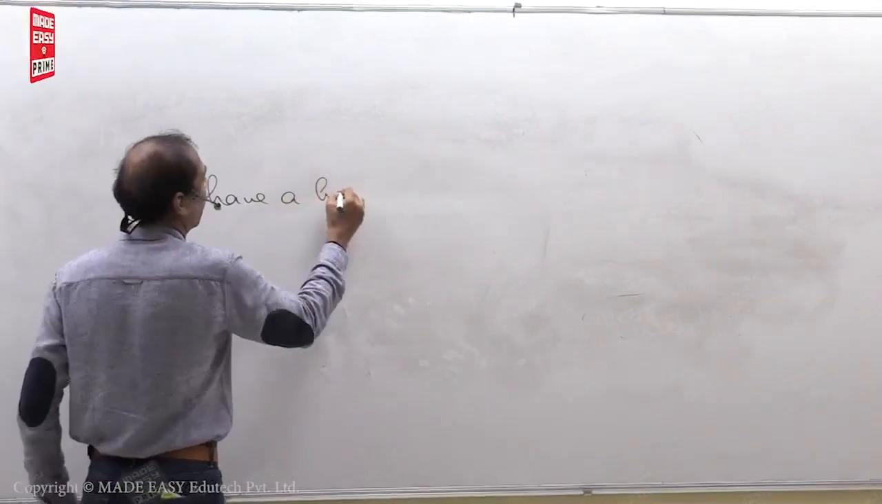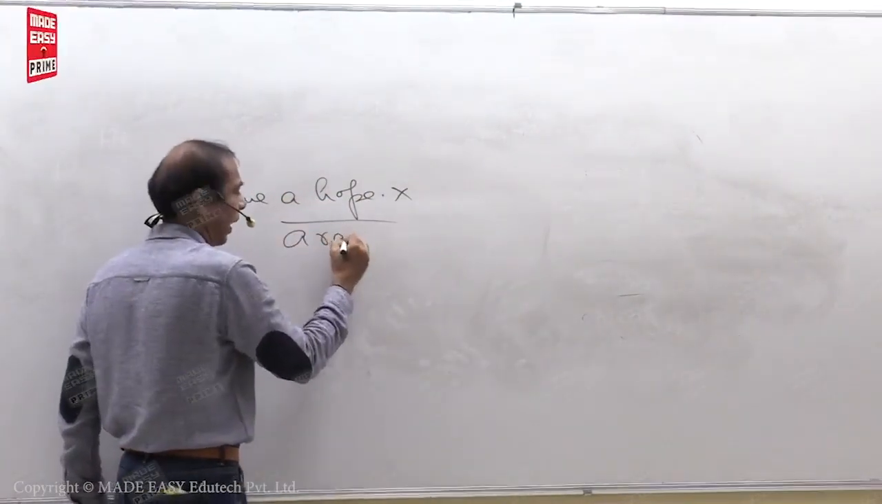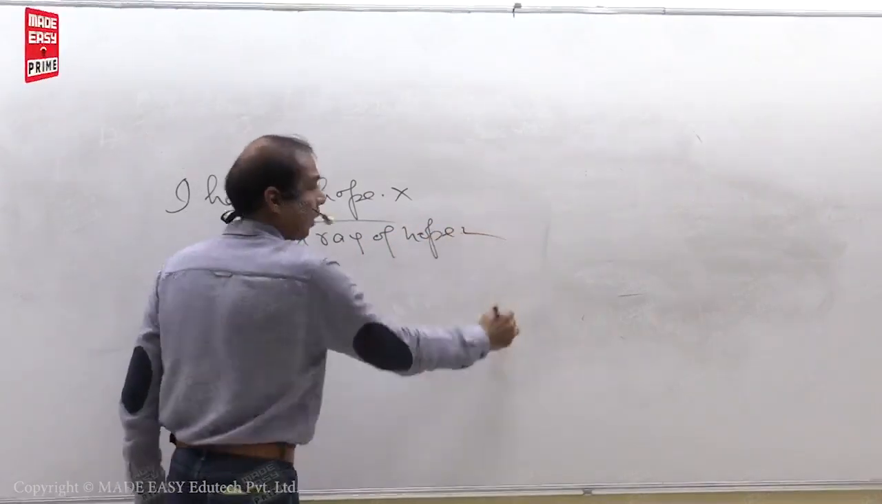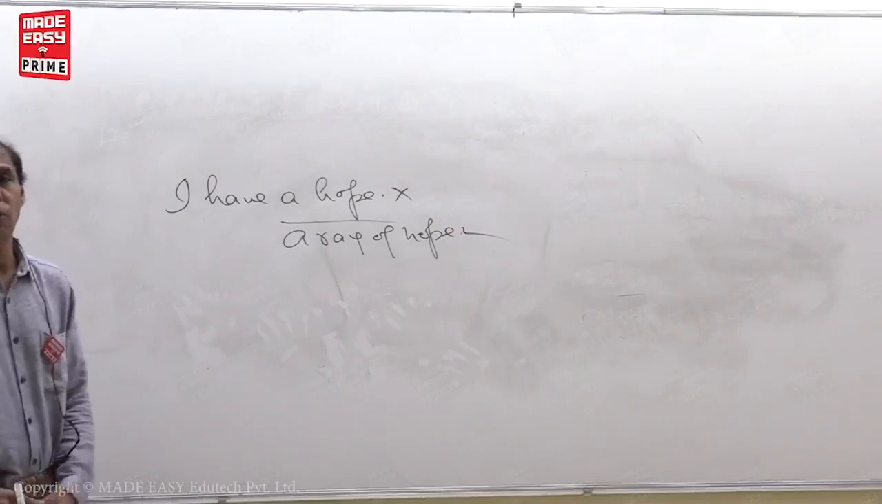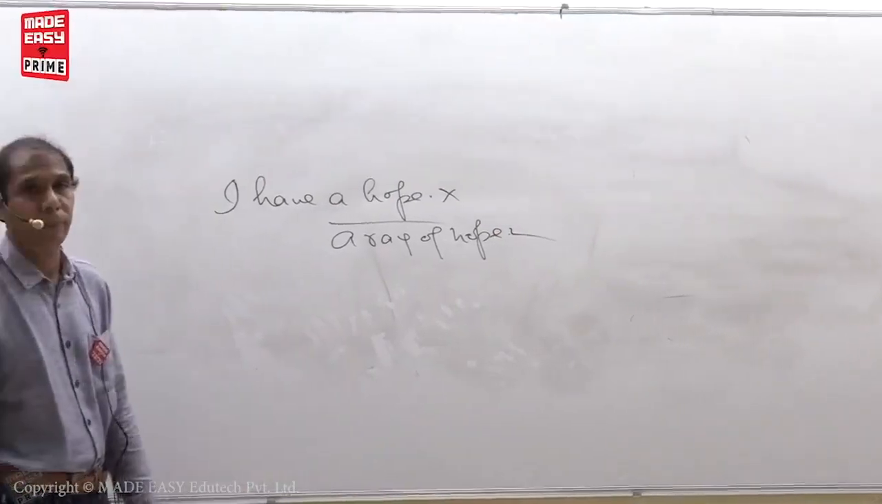I have a hope. Wrong. I have a ray of hope. I have a ray of hope. Not I have a hope. I have a ray of hope.